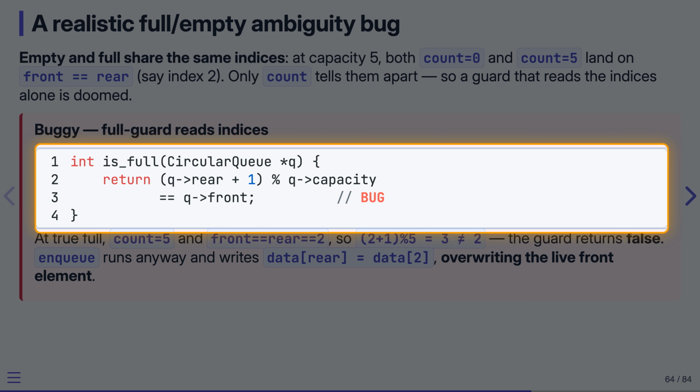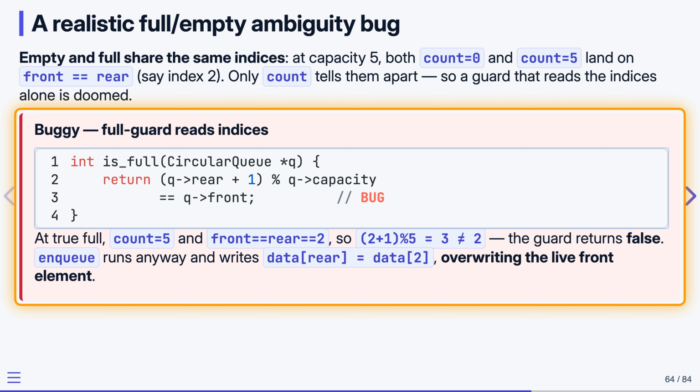This buggy full guard tries to detect full from the indices. It returns rear + 1, mod capacity, equals front. Here is why it fails. At true full, count is 5 and front equals rear equals 2. So rear + 1 mod 5 is 3, which is not 2. The guard returns false, says not full, and enqueue runs anyway. It writes at data of rear, which is data of index 2, overwriting the live front element.